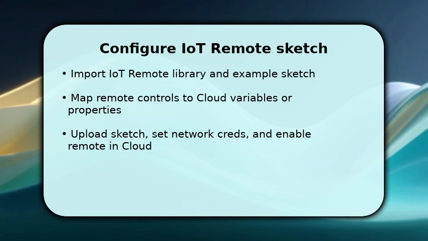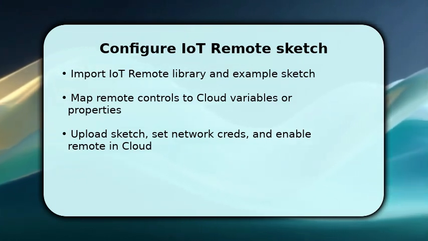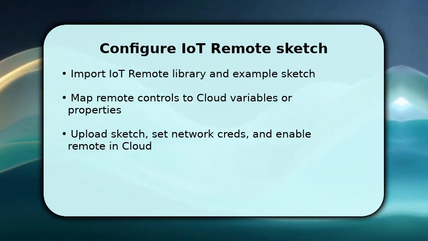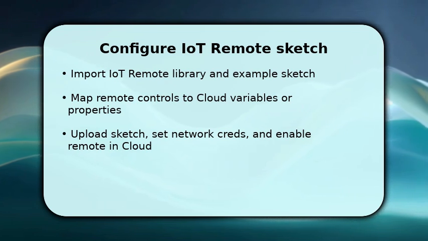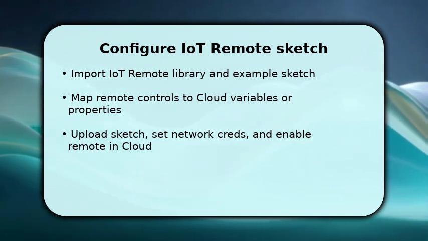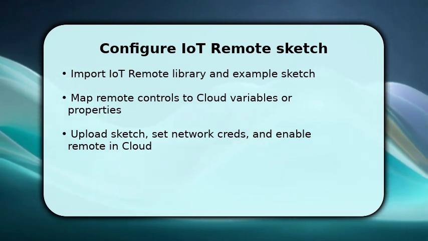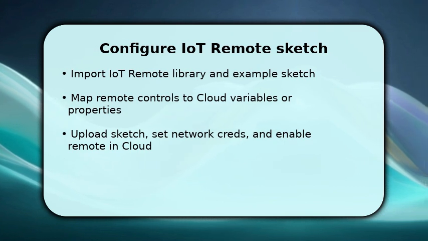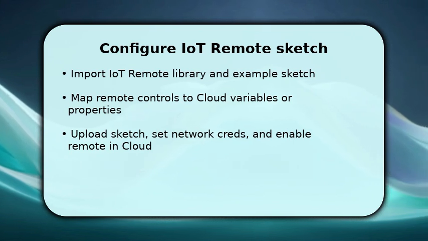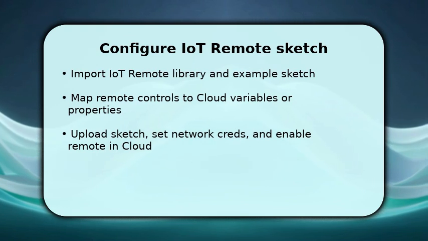You now configure the software that turns the board into a remote. Open the EOT remote example, add the EOT remote library, and modify the sketch to create cloud variables that represent buttons, sliders, or commands. Then map each virtual control to a pin or function on your board so actions trigger hardware changes. Make sure to set your Wi-Fi SSID and password in the sketch or cloud configuration. Finally, upload the sketch. Then enable the remote device in Arduino Cloud so it appears in your dashboard.